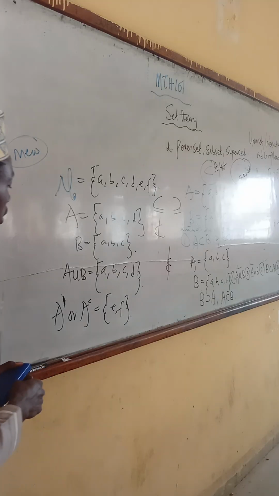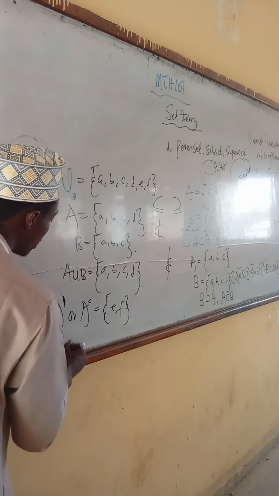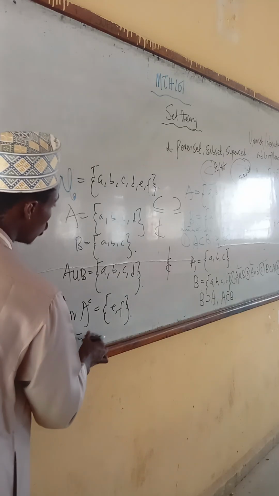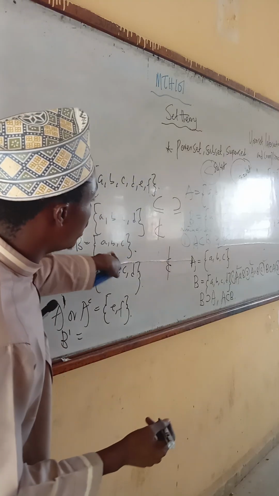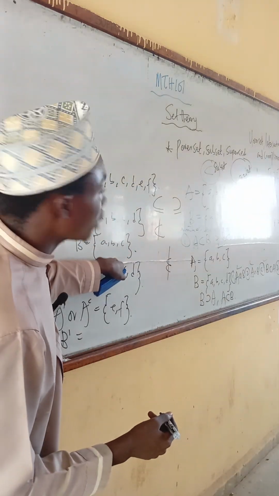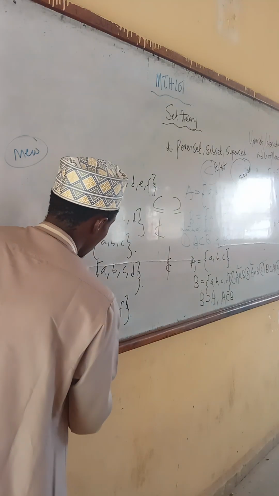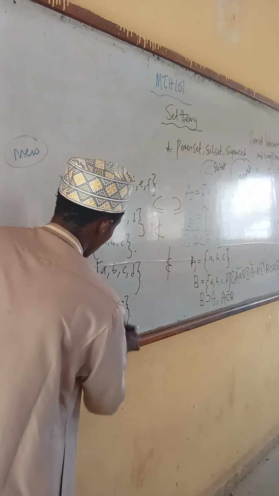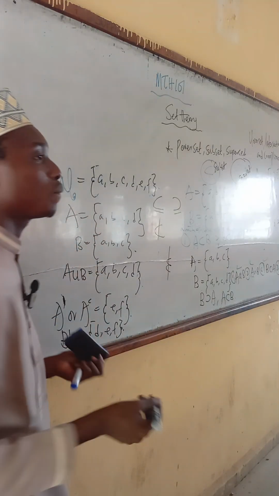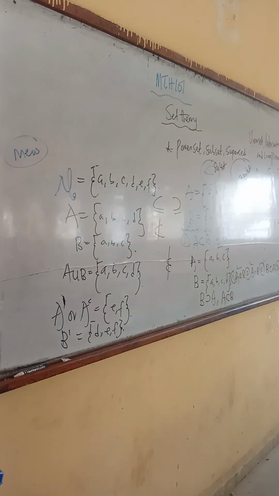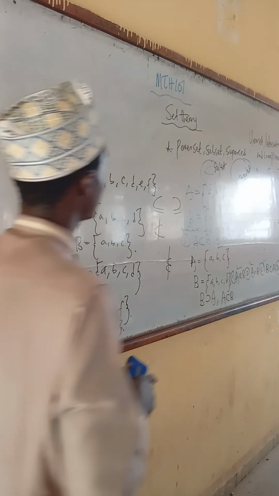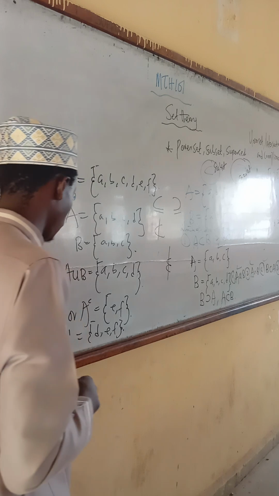So now like this, if I want to find the complement of B, what are the elements that are in that set that are not in B? D, E, F. That's your complement. D, E, F. That's all. Are you following?